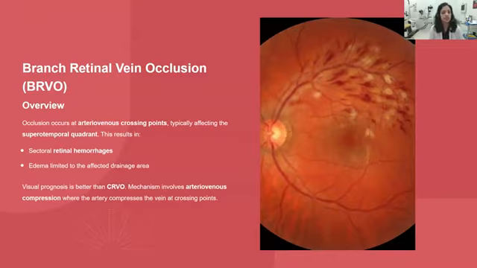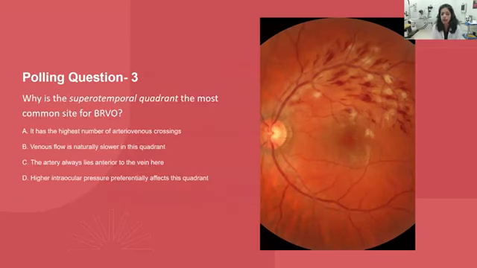So this brings me to polling question 3. We often say supratemporal quadrant is the most common site, but why is it so? A, it has the highest number of arteriovenous crossings. B, venous flow is naturally slower in this quadrant. C, the artery always lies anterior to the vein here. Or D, higher intraocular pressure preferentially affects this quadrant.